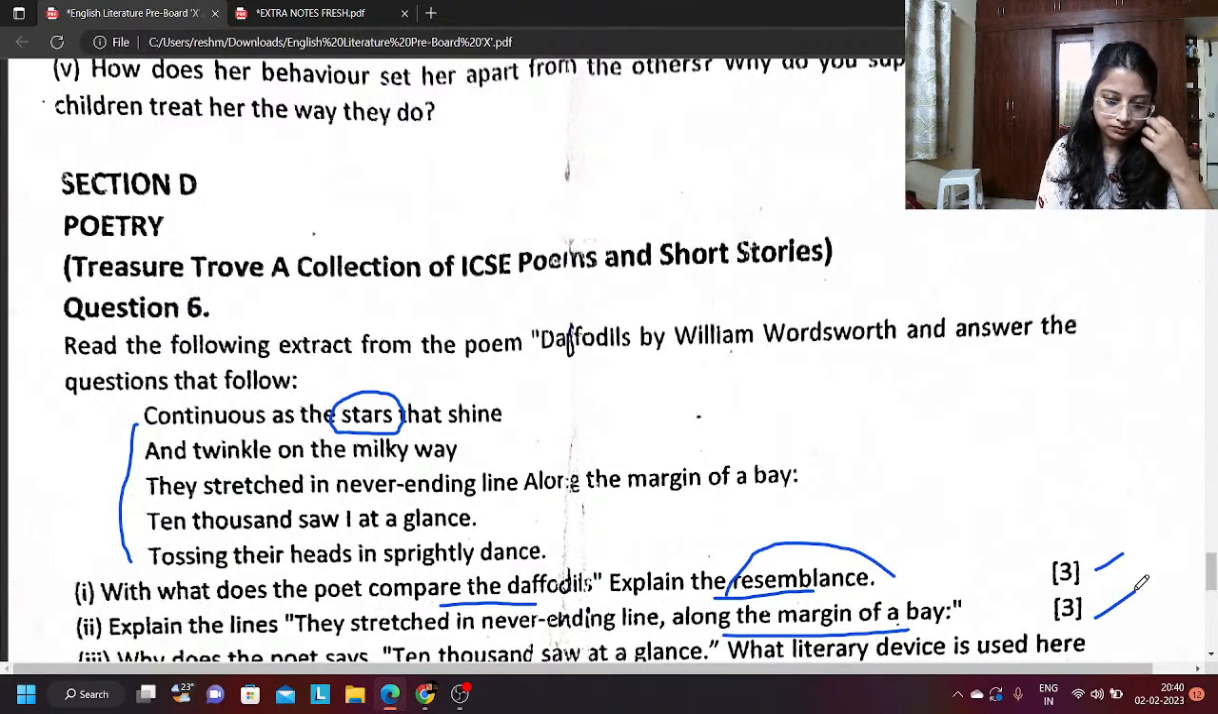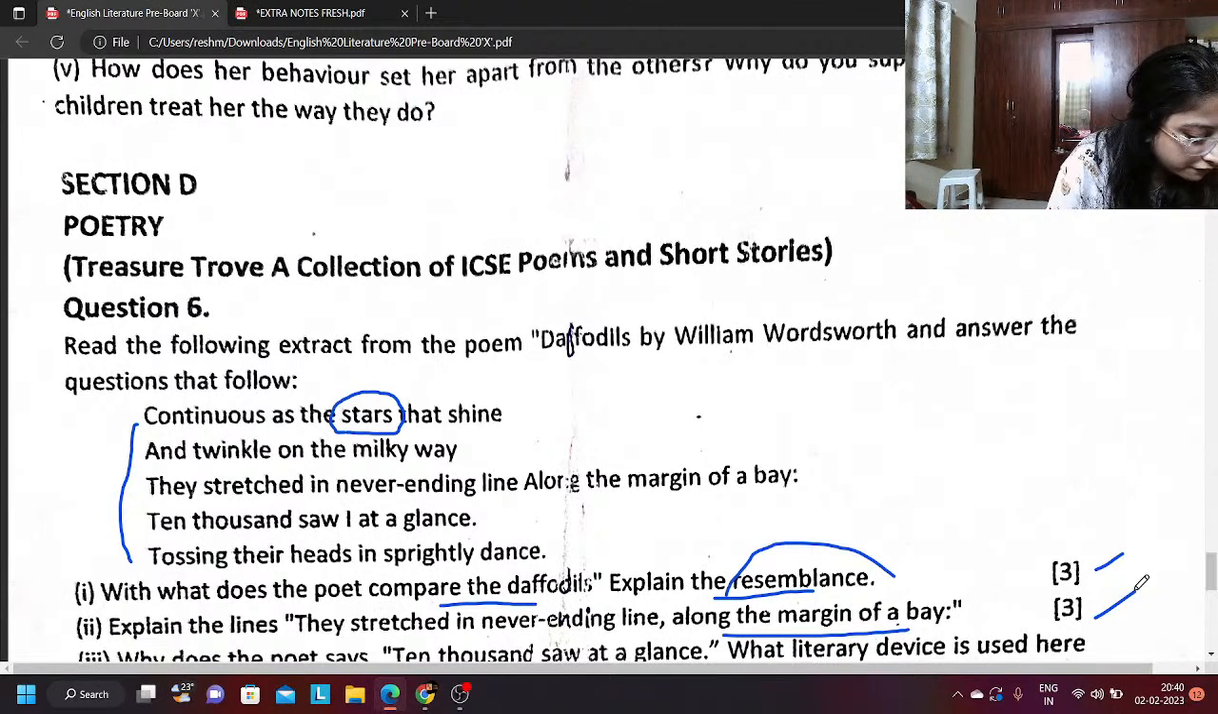the stars, which is also continuous. Here we will not talk much about the stars. We will simply talk about the bright yellow flowers growing all along the bay, all along the water body. There is no gap in between, and therefore it seems that there are thousands of flowers along the bay.